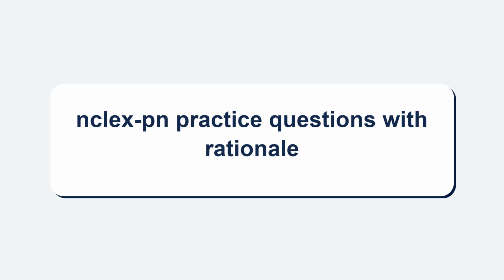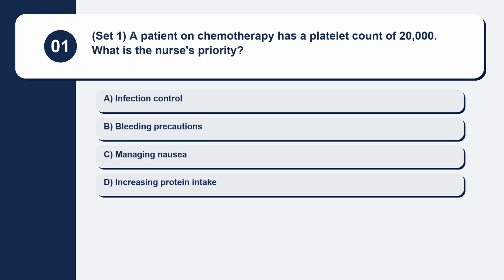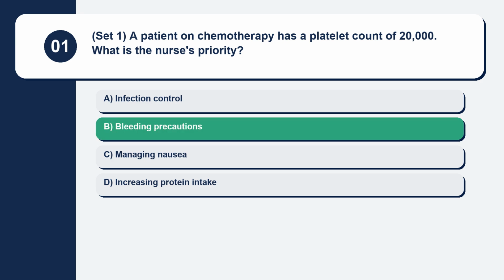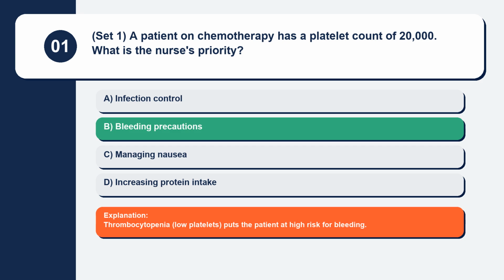NCLEX-PN practice questions with rationale. Question 1. Set 1. A patient on chemotherapy has a platelet count of 20,000. What is the nurse's priority? Infection control, bleeding precautions, managing nausea, increasing protein intake. Thrombocytopenia, low platelets, puts the patient at high risk for bleeding.